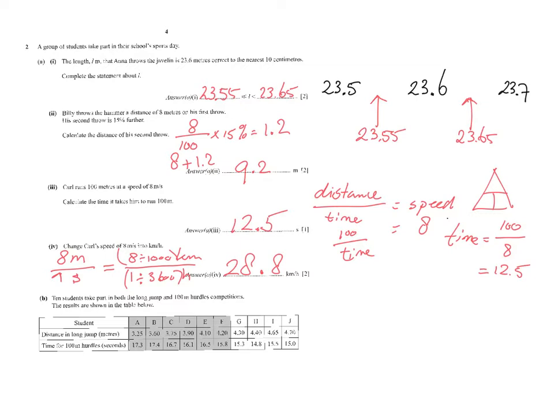10 students take part in both the long jump and the 100 meters hurdles competitions. The results are shown in the table below. So you have 10 students, 1, 2, 3, 4, 5, 6, 7, 8, 9, 10, okay? The distance and the time. Okay, fantastic. We're going to the next page to see what we are going to do with that information.